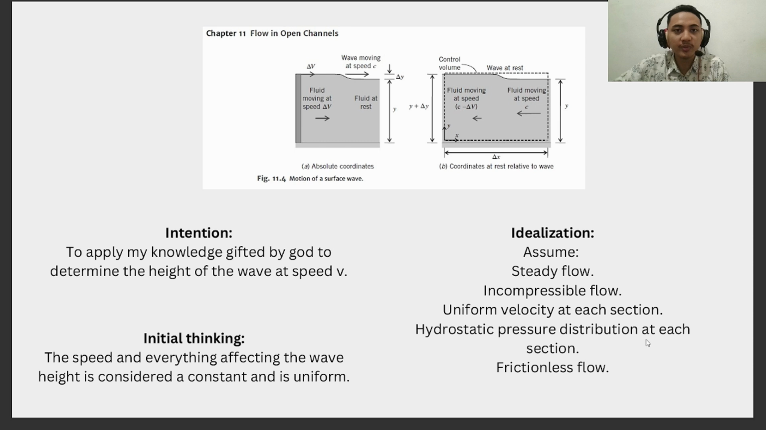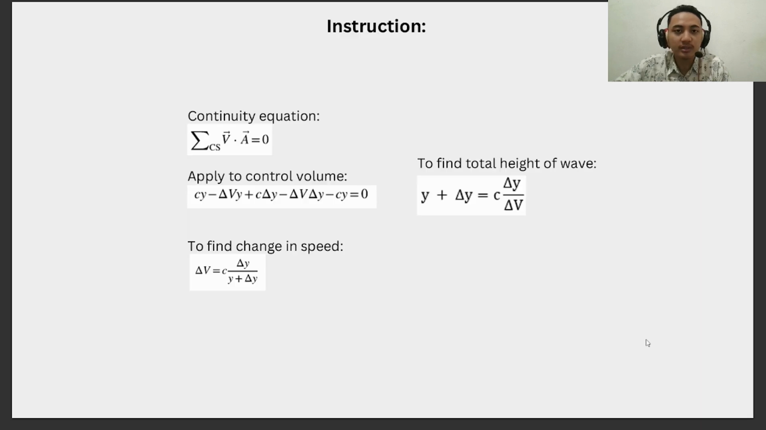And then the next problem is flow in open channels. My intention is to apply my knowledge gifted by God to determine the height of the wave at speed v. And then the initial thinking is the speed and everything affecting the height, the wave height is considered a constant and is uniform throughout the space. And then idealization, we assume steady flow, incompressible flow, uniform velocity at each section, hydrostatic pressure distribution at each section, and frictionless flow. And then in instruction, we apply these, and then we see the continuity equation, and then we apply it to control volume.